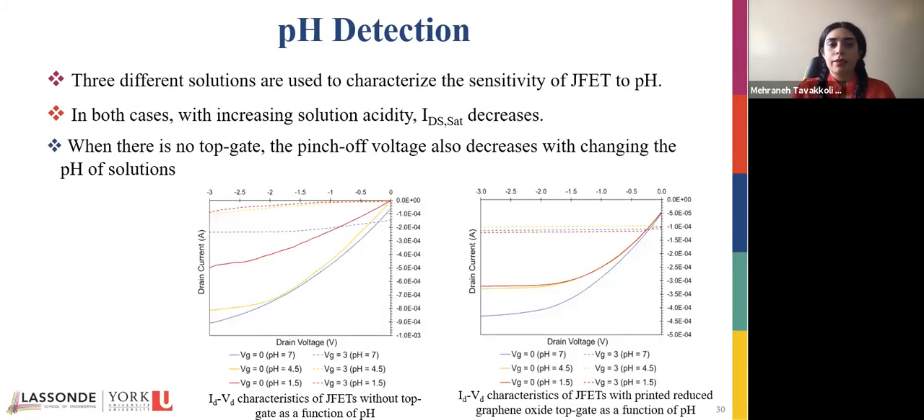We used 3 solutions to characterize the sensitivity of the JFETs. We put a single droplet on each chip, and we measured IV characteristics for each device. Here you can see 2 graphs. The left one is the ID-VD characteristics of JFETs without any top gate as a function of pH, and the right one is the ID-VD characteristics of JFETs with the printed reduced graphene oxide top gate. In both cases, with increasing solution acidity, the drain saturation current decreases, and when there is no top gate, the pinch-off voltage decreases with changing pH level.